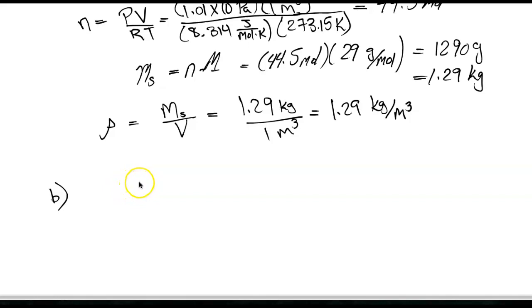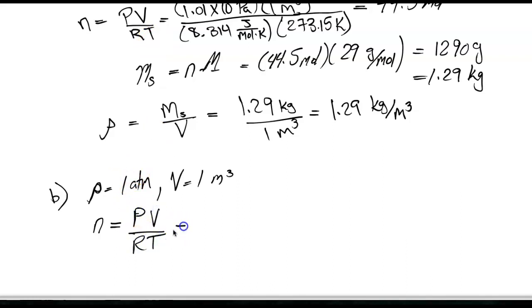For part B, we're asked to find the density of air in a hot air balloon at a different temperature. So we're still going to assume that the pressure P is 1 atmosphere. We're still going to assume that the volume is 1 meter cubed. And now the only thing that's going to change is the temperature from our equation. So we have PV over RT, but now the temperature is the temperature of the hot air balloon.